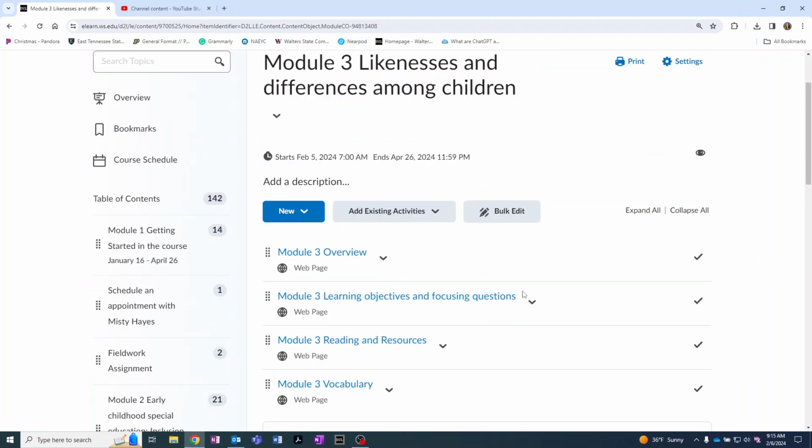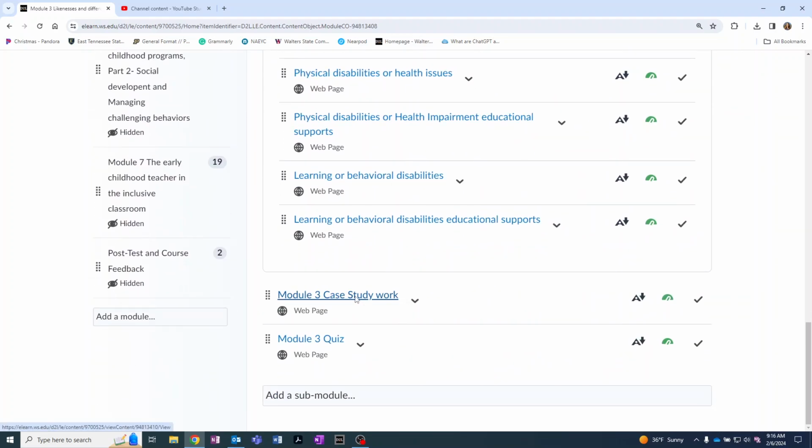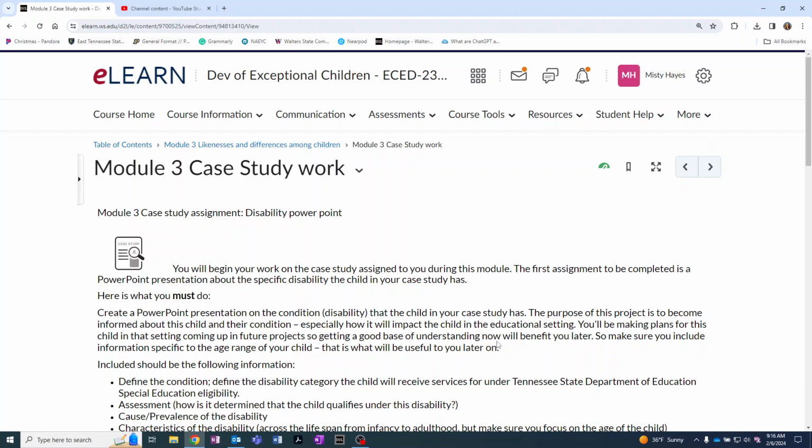So after you complete those, you will be looking at the bottom, which is your assignment. This is where you're going to complete your first case study work. Module 3 is really talking about disability. In order for you to be able to support your child, you have to understand their disability. So you're going to complete a PowerPoint presentation about the specific disability your child in the case study has.